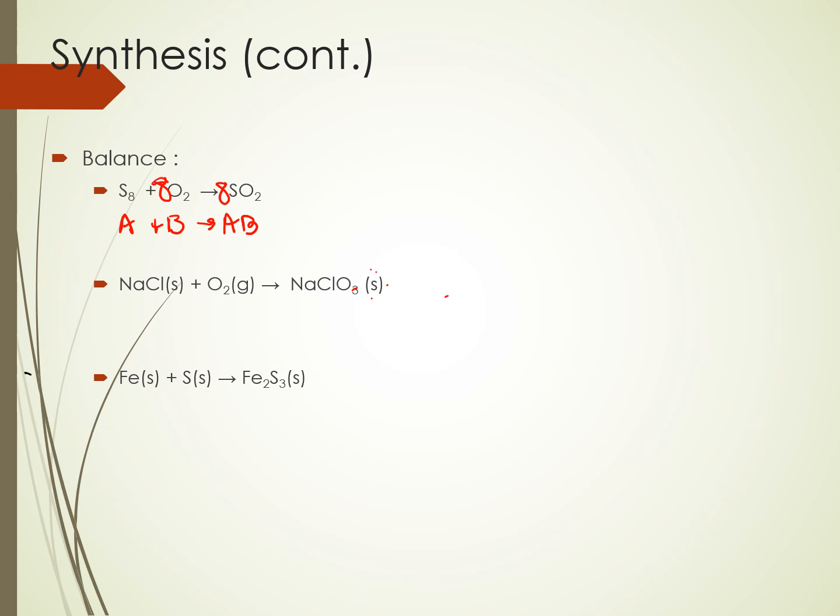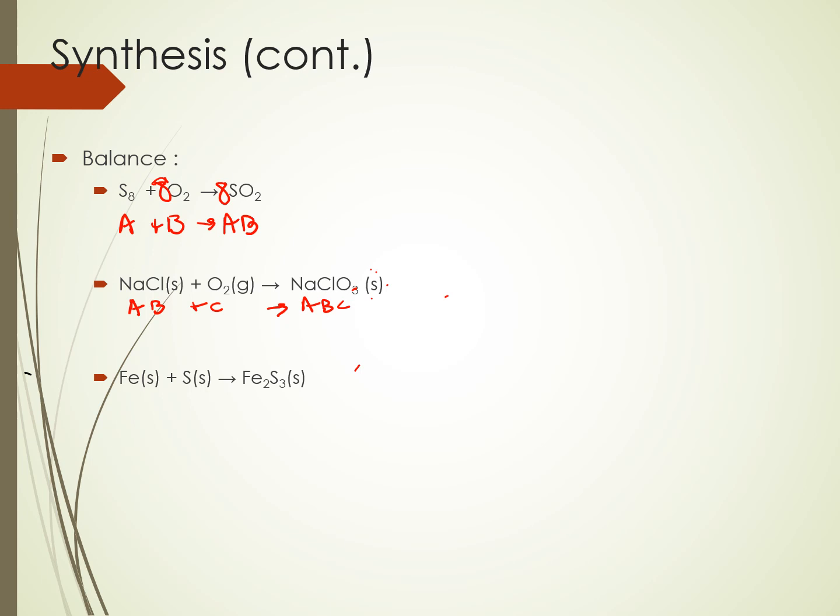As we look at our second example, I have NaCl plus O2 forms NaClO3 as a solid. Again, you have compound AB plus C, and that forms a compound ABC. So still looking at a synthesis reaction. So now I have my Na and my Cl both being 1 on each side, so I need to start with oxygens in this case.